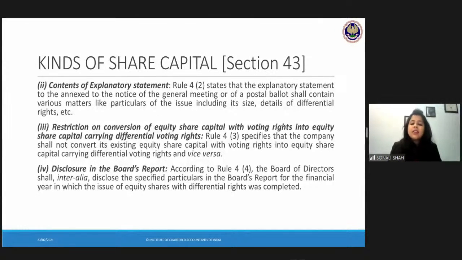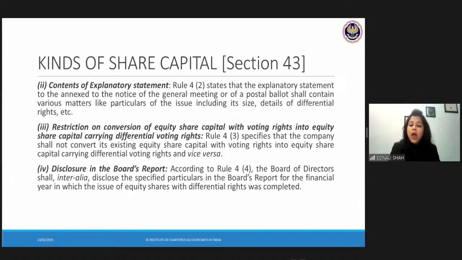Further, there is a restriction on conversion of equity share capital with voting rights into equity share capital carrying DVR. So, as per Rule 4.3, a company cannot convert its equity share capital with voting right into equity share capital with differential voting right, nor can it convert equity share capital with differential voting right into equity share capital with voting right. So the numbers have to be predetermined in the AOA of the company.